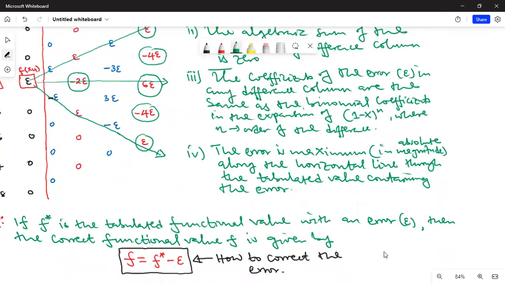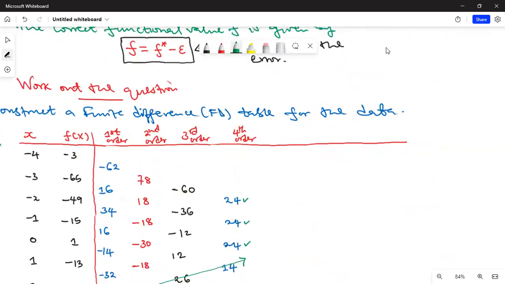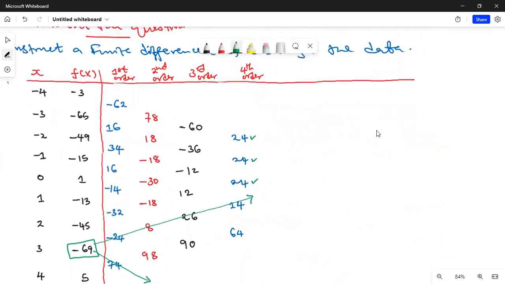So we are comparing the same columns. So I'm going to compare the fourth order column. And you see, I expect instead of 14 here, there's an error. So the error there is, if I take 14 plus the error, I should be able to get 24. I don't know the error, but 14 plus the error should be able to give us 24.